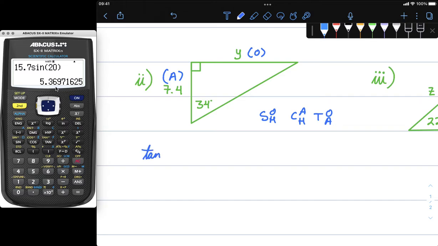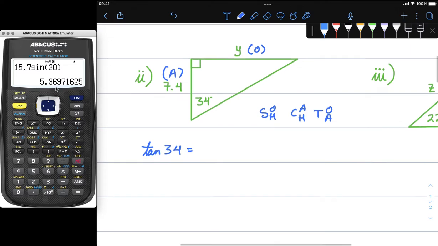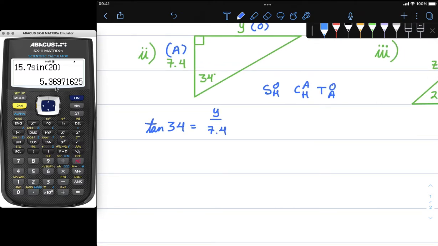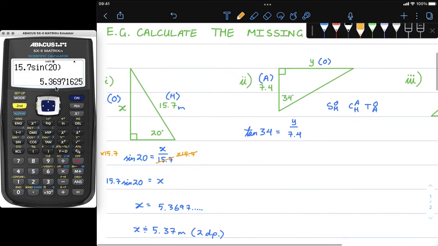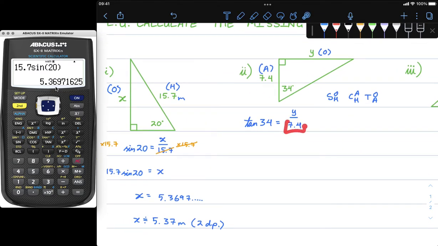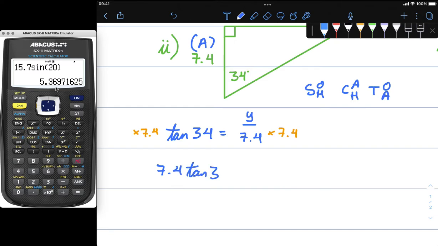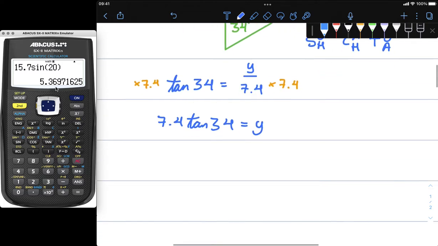So tan of 34 degrees, don't need the degree symbol, is equal to y over 7.4. Once again, hope you can see, it's very straightforward. We just multiply both sides by this value here, so times 7.4 on both sides. So we get 7.4 tan 34 is equal to y.